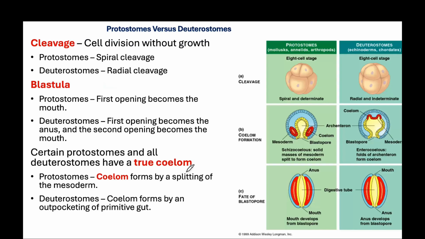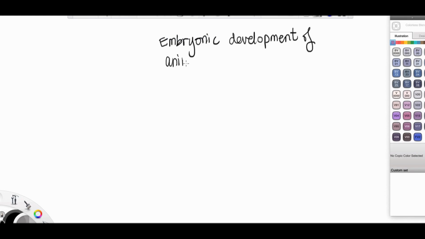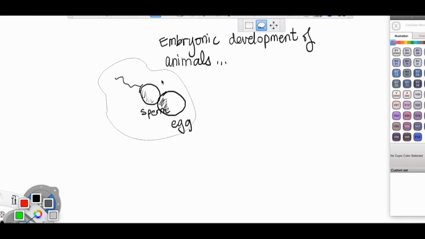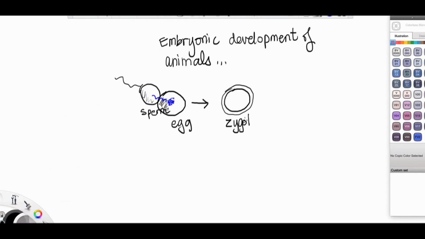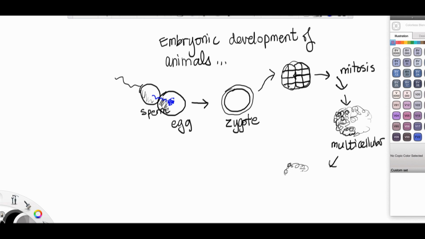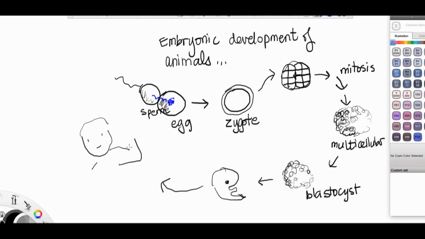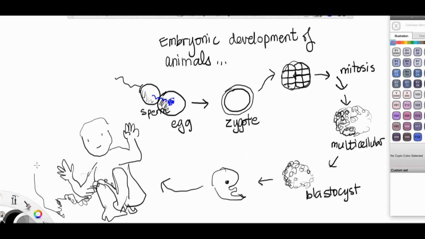The embryonic development of animals always begins with the union of an egg and a sperm. When they join together, the DNA combines into a zygote, and then mitotic division begins. When mitosis continues during cellular division, it creates a blastocyst, which eventually becomes an embryo, and then that turns into a fetus, at least in mammals such as yourself.